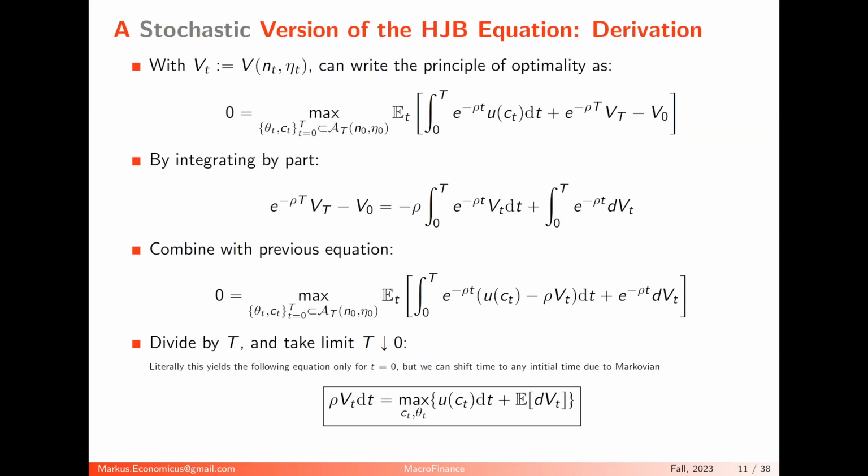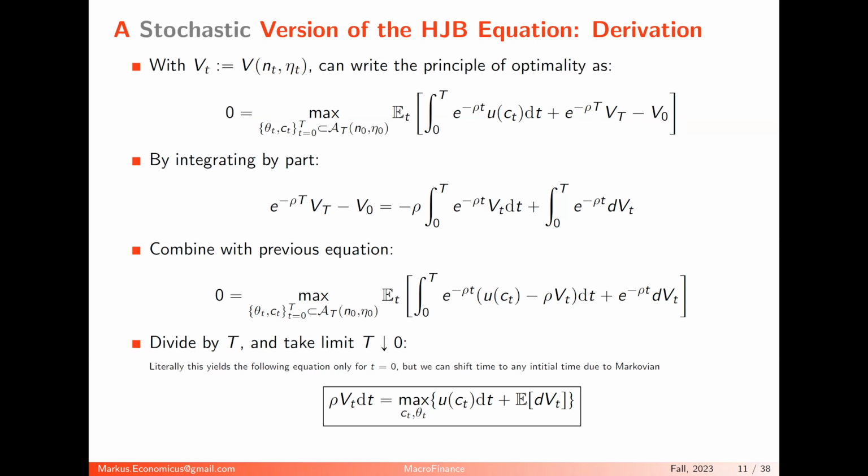Okay, so ultimately, let me jump ahead. That's what we get at the end, and you might have seen this already. Rho times the value function is the maximum over consumption and the portfolio choice of u of consumption plus the expected change in the value function. And I will show you in a minute that in discrete time you get the same thing, where everything is written in terms of changes. But you have to derive this formally here, and I just give you the idea, just try to convince you that's what we do.